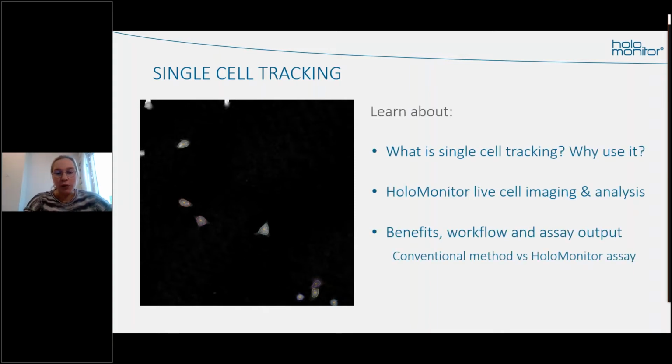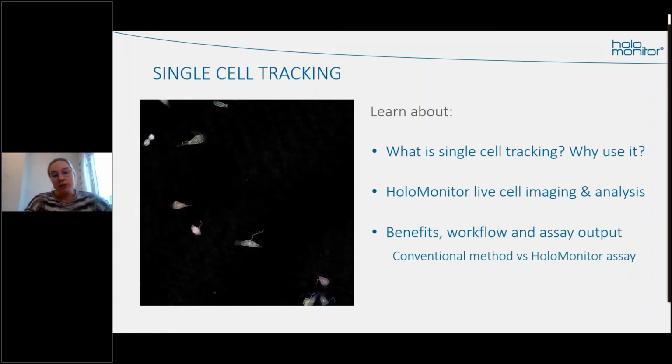First, we're going to talk about what is single cell tracking and why you should use it in your research. Secondly, we will learn about the HoloMonitor system and how it works in a swift technology fly-through, and also why you should use it to image and analyze your living cells. Lastly, we will go through some conventional techniques for tracking cells and compare them to how tracking works using the automatic HoloMonitor live cell assay. As a bonus, I will be showing the latest real-life user examples from publications with the HoloMonitor system.